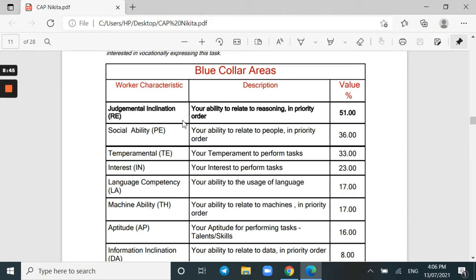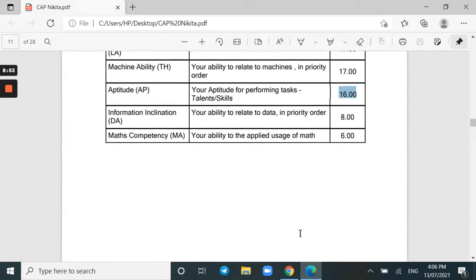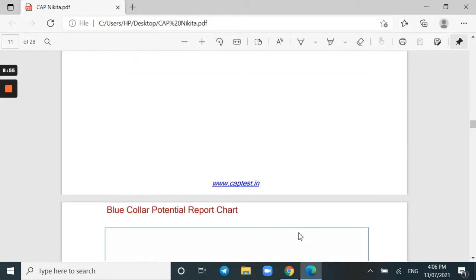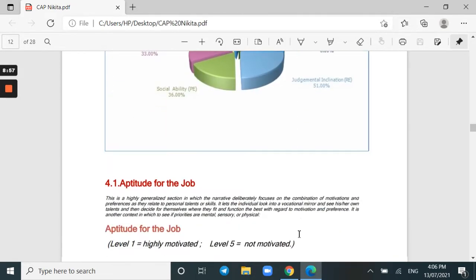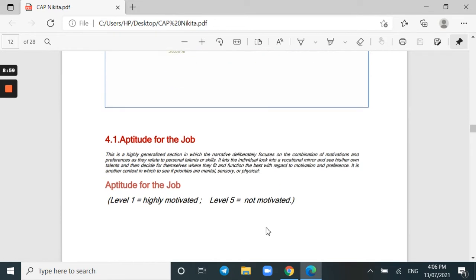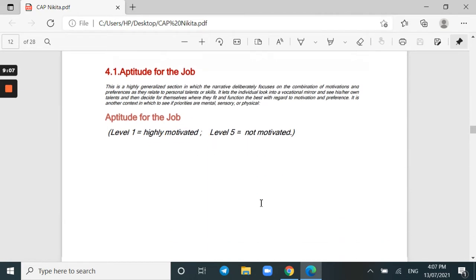But again, within that we can have multiple aspects. For example, though we say aptitude is at 16, we can try to find out which of the aptitude areas could be stronger for her or which could be weaker for her. So now we go into more details about the individual blue collar traits. The first being the aptitude. Here level 1 means the person is highly motivated to do that particular trait, and level 5 means the person is not motivated to work in that trait.